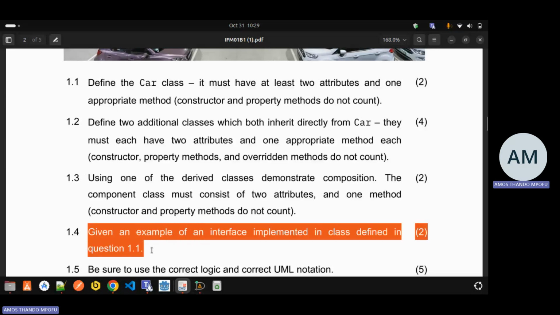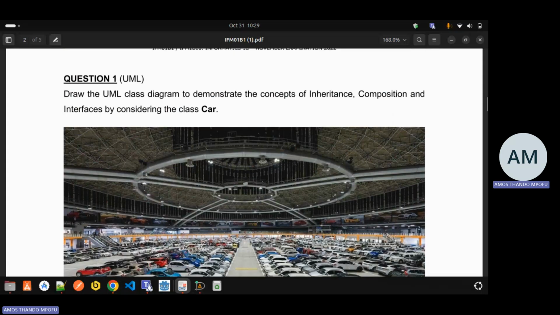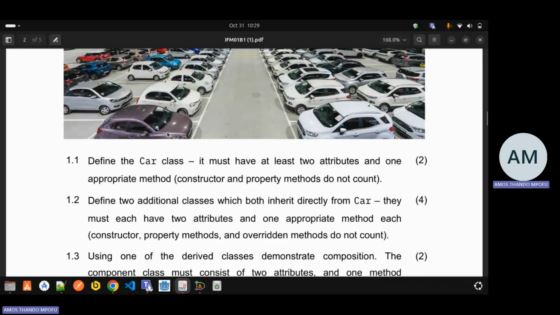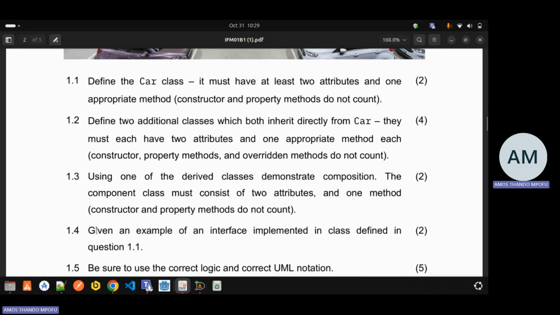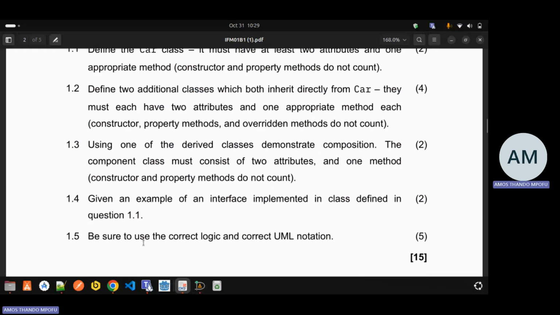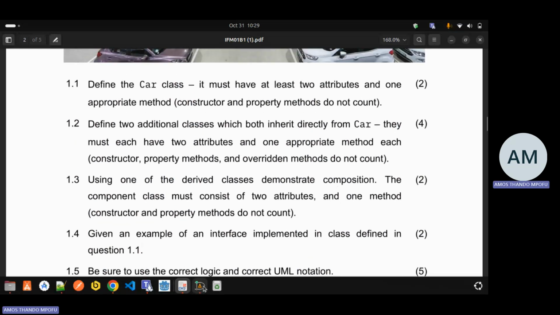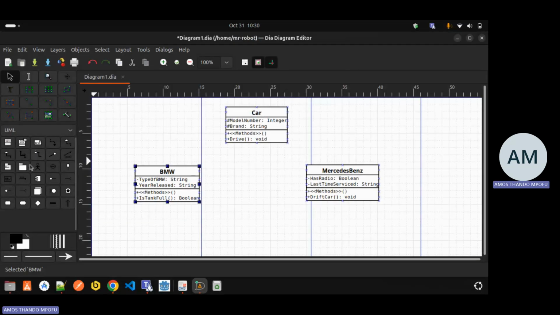I don't know whether they want you to actually. Okay, this is UML, right? Oh, so they're testing everything. So you have to define an interface here. Don't know how you're gonna define the interface using UML. Let me see if we have an interface here. I doubt it. I don't think there's such.